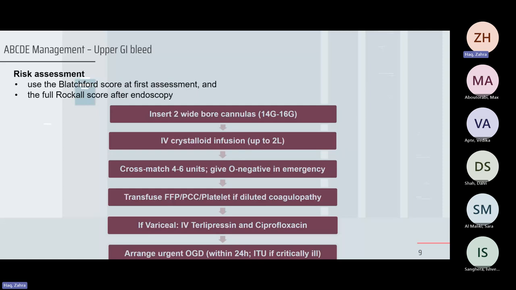Now, if the patient has a variceal bleed, we'd also give intravenous terlipressin and an antibiotic such as ciprofloxacin. And for all our patients, we need to arrange an urgent OGD within 24 hours and correct the pathology. So if we find a peptic ulcer, we need to give a PPI after the endoscopy. And if the patient is having a variceal bleed, we would need to give some band ligation or something like that.